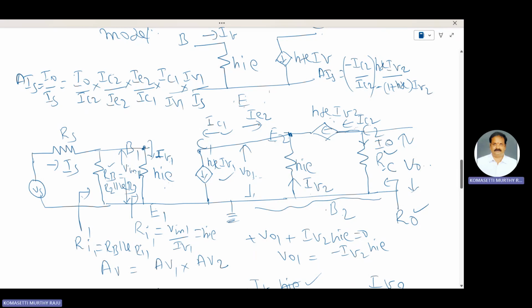IE2 and IC1 are in opposite directions. IE2 is equal to minus IC1 by IC1. IC1 is equal to HFE IB1, so HFE IB1 by IB1.